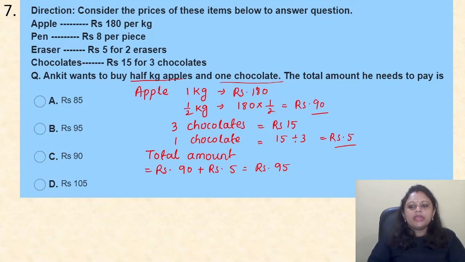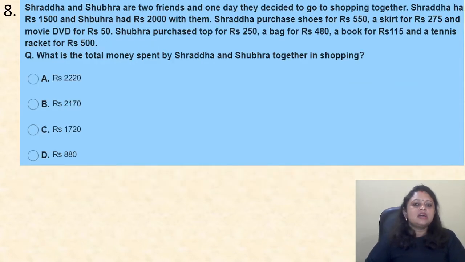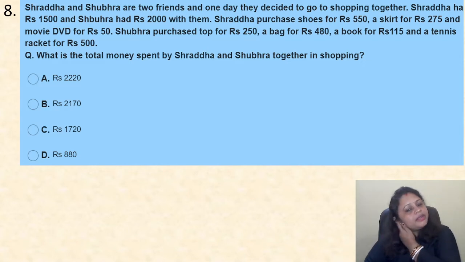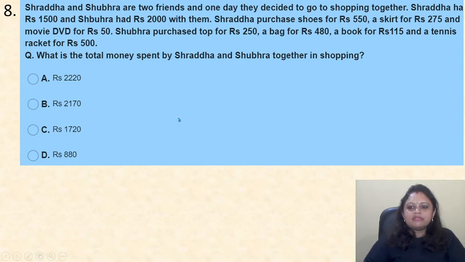Got it? Okay, coming to the next question. Shraddha and Subhra are two friends and one day they decided to go to shopping together. Shraddha had rupees 1500 and Subhra had rupees 2000 with them. Then Shraddha purchased shoes for rupees 550, a skirt for rupees 275 and a movie DVD for rupees 50. Subhra purchased a top for rupees 250, a bag for rupees 480, a book for rupees 115 and a tennis racket for rupees 500. What is the total money spent by Shraddha and Subhra together in shopping?